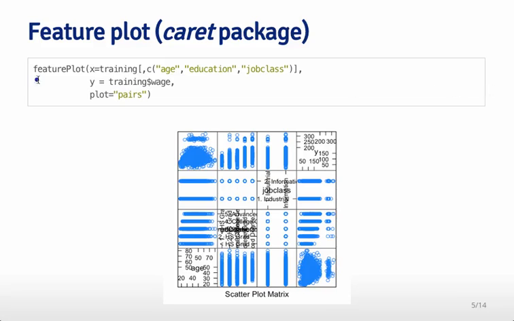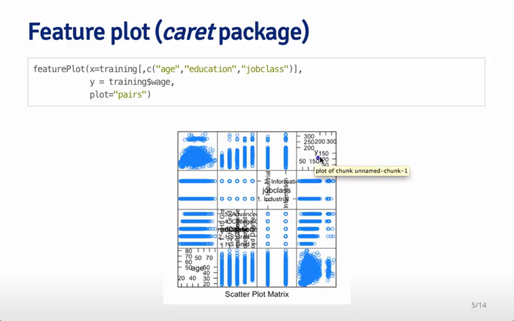One example is to use this feature plot that comes from the caret package. This plot will plot basically all of the features against each other. This plot looks a little bit confusing for this data, so I thought I'd just go through it. Here I'm saying the outcome is the wage, and then I'm going to look at all these different variables: age, education, and job class.